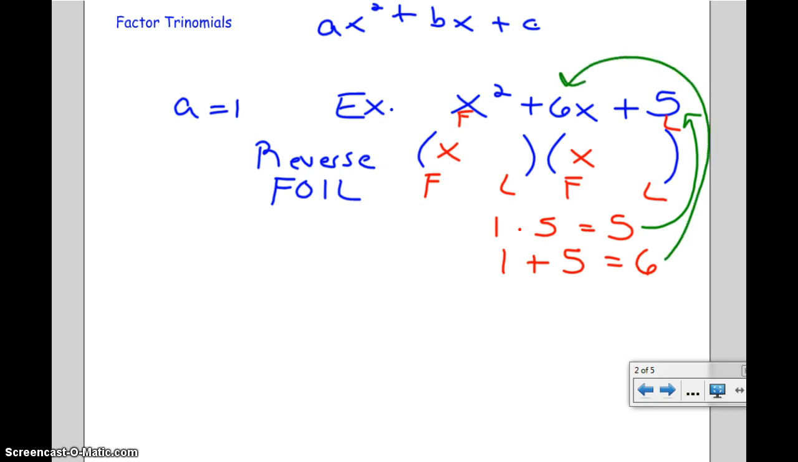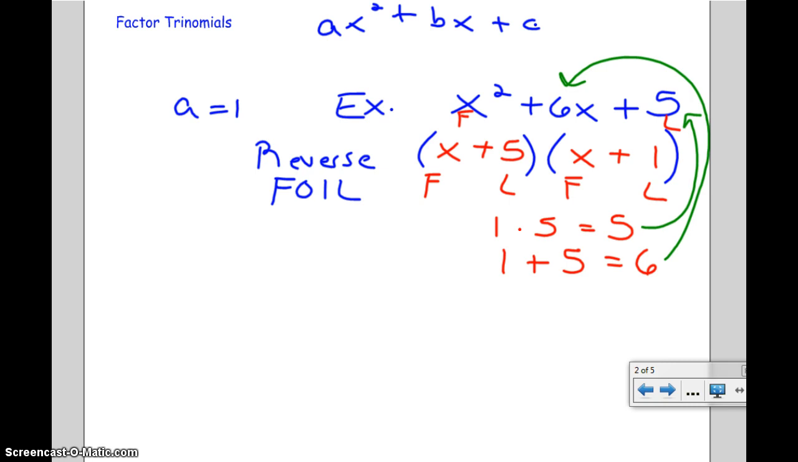Okay? And I think I've got it. I think 5 and 1 work. They can both be positive, because positive 5 times positive 1 will make positive 5, and positive 1 plus positive 5 will make 6. I can also check by FOILing, and I should get back to where I started.